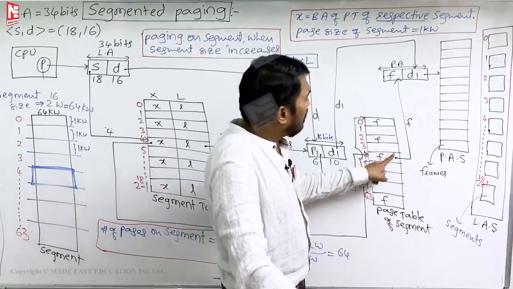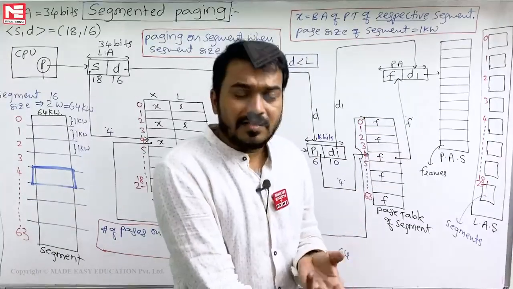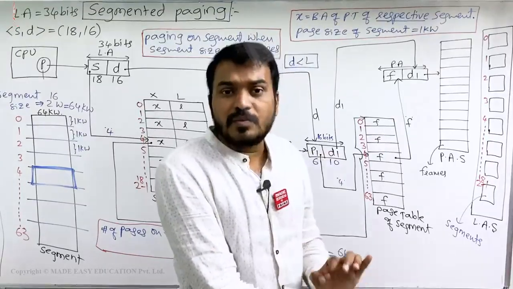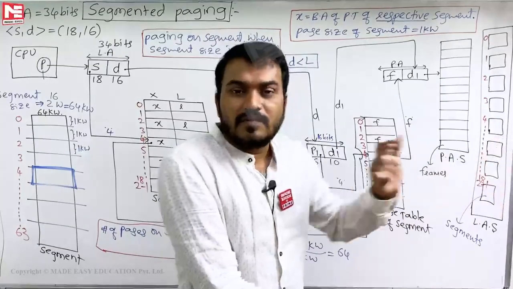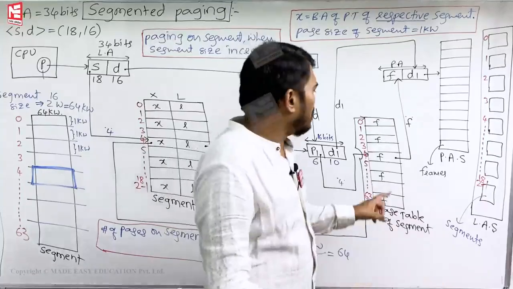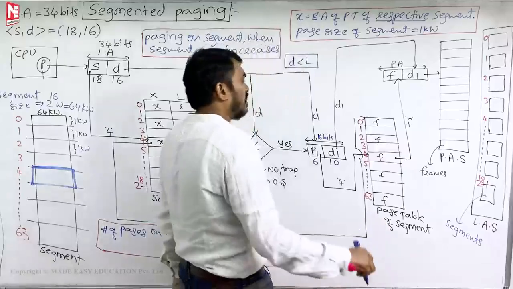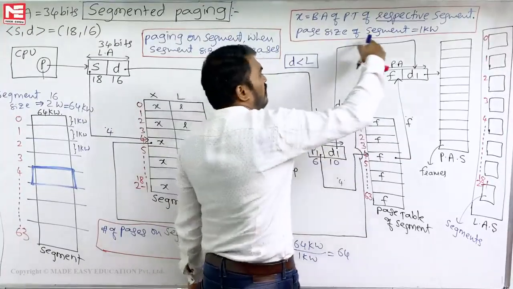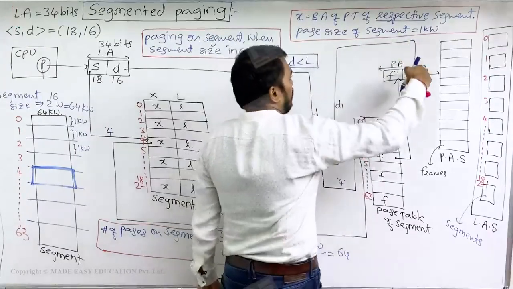So once you get the frame number, you can make a physical address. The ultimate goal is to find the frame number, because the frame number tells you the physical existence of the page, where the page is actually available in the main memory. Once you get the frame number, you make the physical address, and whatever D1 you have here, you copy the same D1 from here to here.